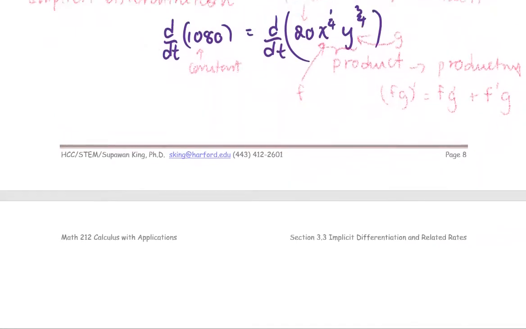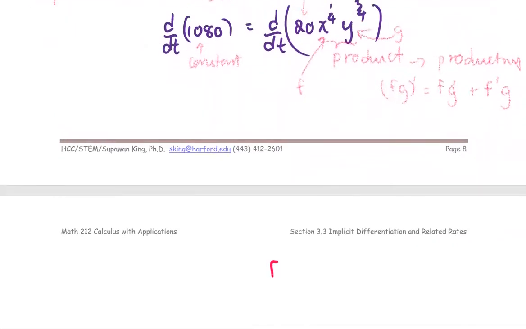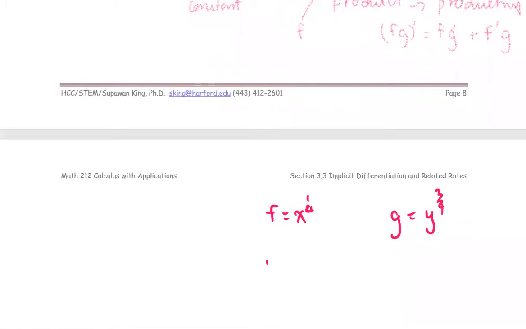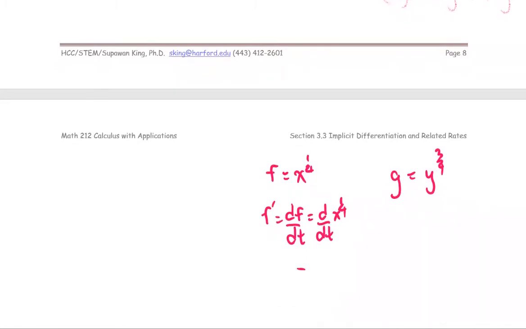So for the derivative, for f equals x to the power 1 over 4, g is y to the power 3 over 4. The f prime, which is df by dt, is going to be d by dt of x to the power 1 over 4. We're going to use the general power rule, and it will give us 1 over 4 x to the power 1 over 4 minus 1 times dx/dt. Put the note here: in this step, we're going to use the general power rule.